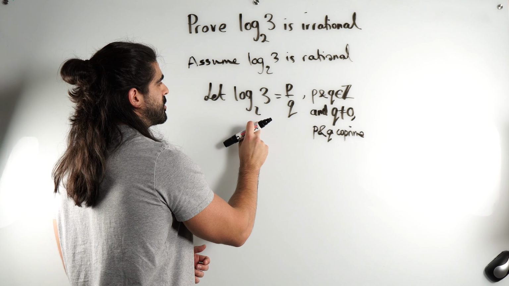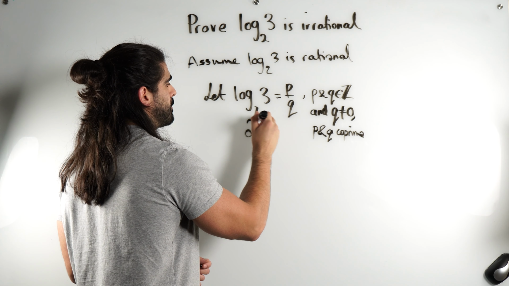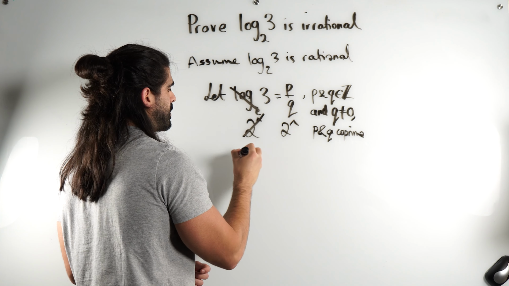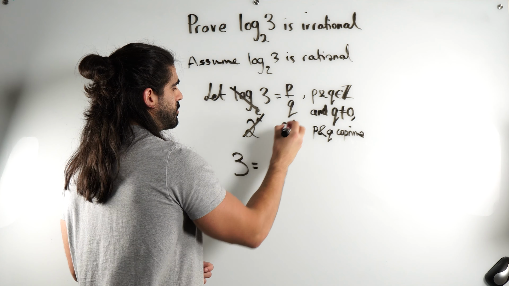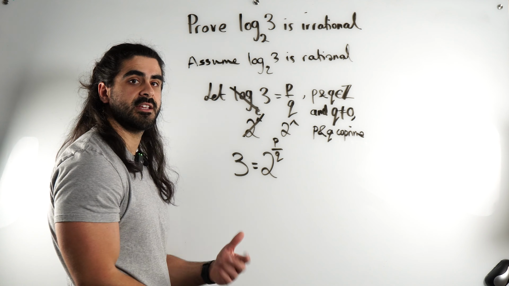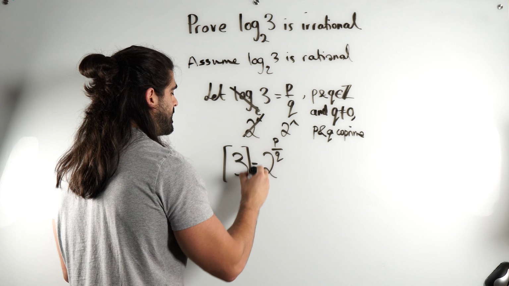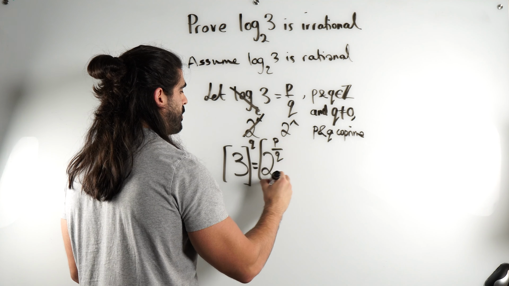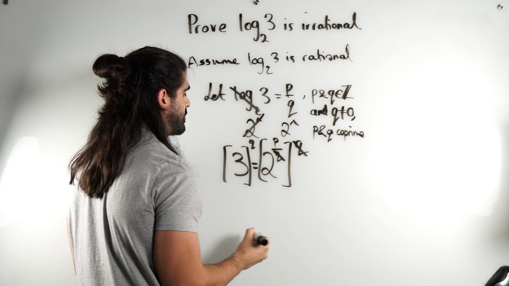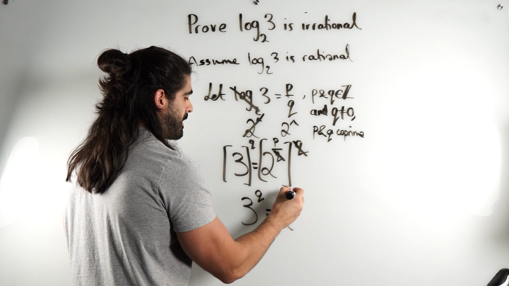Okay, the next thing we're going to do is get rid of log base 2. What's the opposite of log base 2? It's doing 2 to the power of both sides. So 2 to the power of log base 2 cancels. We're left with 3 equals 2 to the power of p over q. The next thing is we don't like fractional powers, so we can get rid of that by raising both sides to the power of q. By doing this, you're multiplying the powers, these cancel, and we're left with 3 to the power of q equals 2 to the power of p.